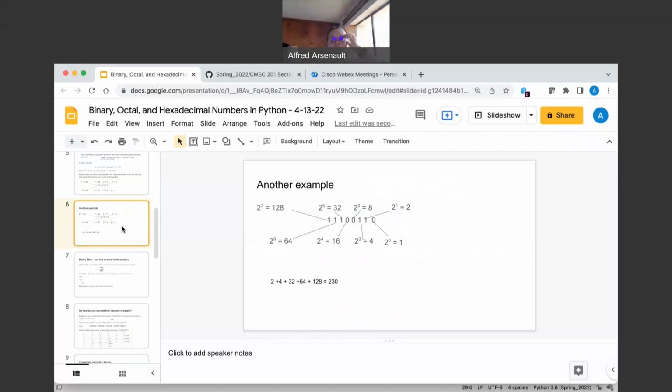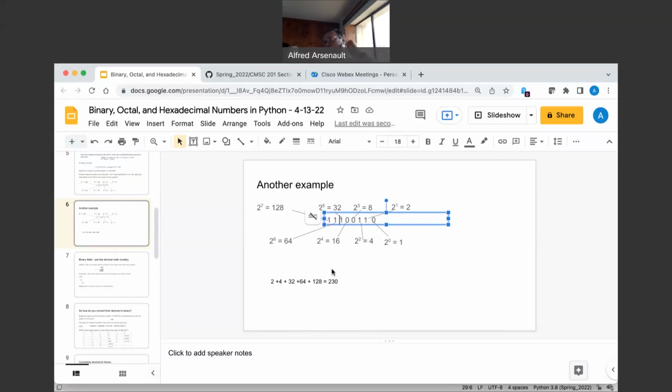Another example, 1 1 1 0 0 1 1 0. Again, we start here. We have 0 1s. We have 1 2. We have 1 4. We have 1 8. We have 0 16s. We have a 32. We have a 64, and we have 128. So if we want to find out in base 10 what this number equals, then we can say in base 2, 1 1 1 0 0 1 1 0 is equal to 230 if we add them all up.